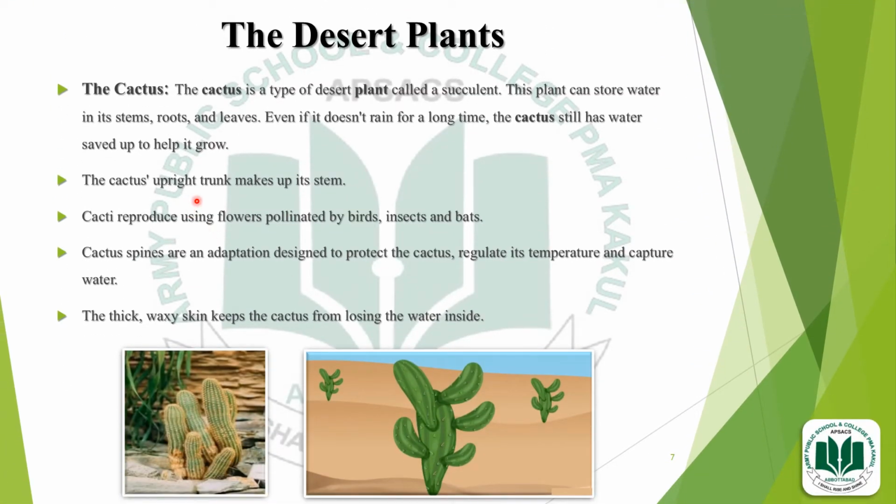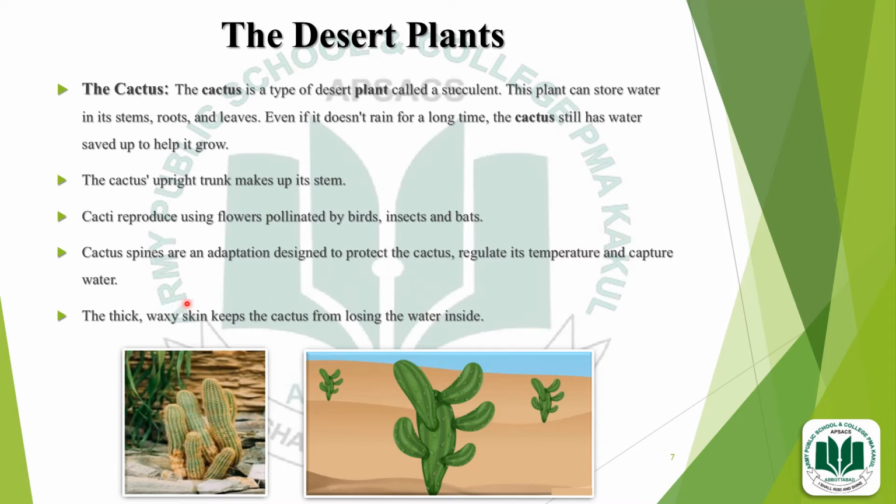Cactus. Cactus is a type of desert plant called a succulent. This plant can store water in its stem, roots and leaves. Even if it doesn't rain for a long time, the cactus still has water saved up to help it grow. Cactus upright trunk makes up its stem. Cacti reproduce using flowers pollinated by birds, insects and bats.